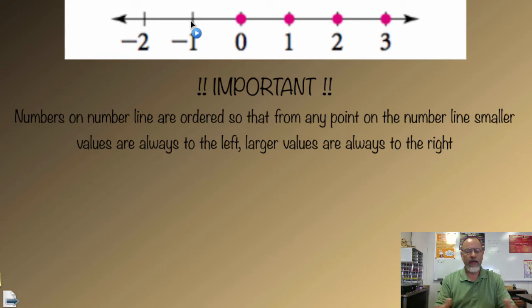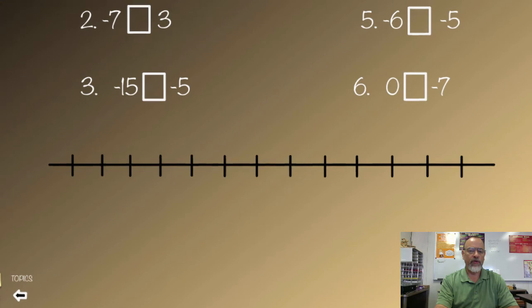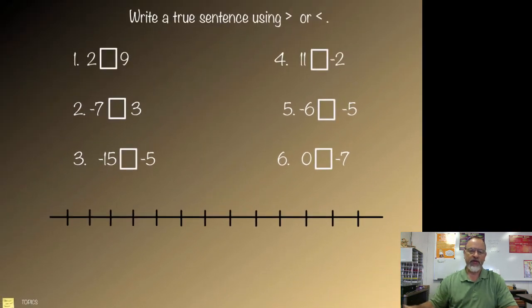And so, if we want to compare numbers, we simply need to graph them on a number line, and then we can compare which one is to the right or which one's to the left. By graphing these and looking at their location, we can determine which is greater, which is less, or if they happen to be equal. So in your homework you'll be given something like this, and we can use our number line here to graph.